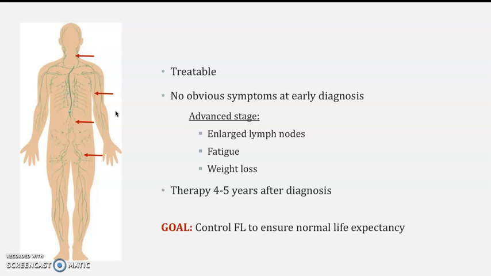And something that I thought was interesting is that therapy usually doesn't begin until 4 to 5 years after the patient is diagnosed. They're usually kept on surveillance every 6 months just to monitor the cancer. And the goal is to control the management of the cancer to ensure a normal life expectancy as much as possible for the patient.